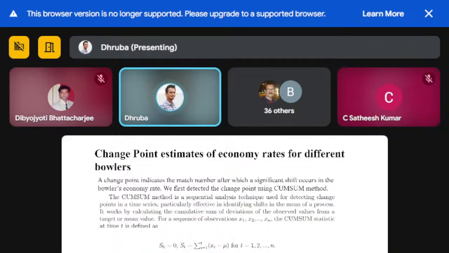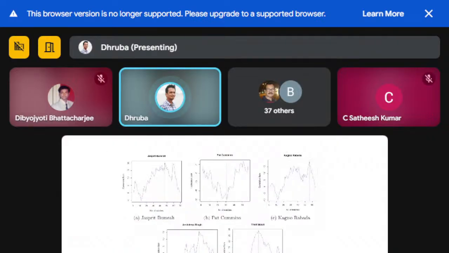So for a sequence of observations x1, x2 to xn, the CUSUM statistic at time t is defined as S0 equal to 0 and St equal to summation of xi minus mu, where mu is the reference or actual mean. Therefore, xi equal to argmax of St. So by using the CUSUM method, we have visually checked, graphically checked, whether there are any changes in the mean economy rates of the players.